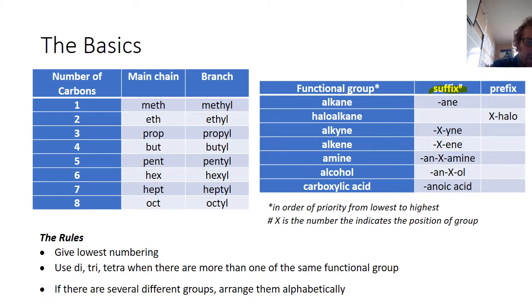Now the rules. We need to make sure that when we are naming or drawing, we follow these rules. In our naming, we need to make sure we give the lowest numbering possible. So we count from either side, that will give us the lowest number. If we've got more than one group, we use di, tri, tetra, for example. So if we've got two bromines, that'll be like dibromo. And if we've got multiple functional groups, we try to arrange them in alphabetical order. So that's the basics for our naming from last year.